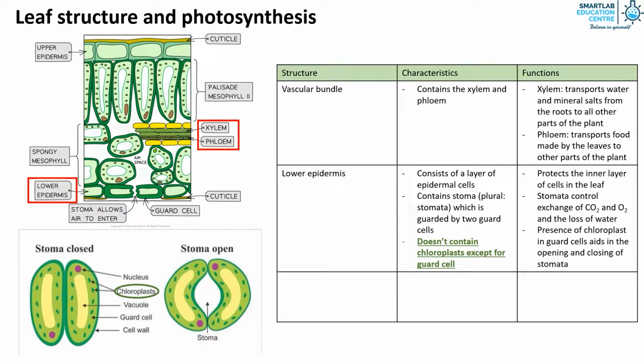Lastly, the lower cuticle, which is thinner than the upper cuticle, is waxy, waterproof and transparent. It serves as a barrier against water and gas loss.